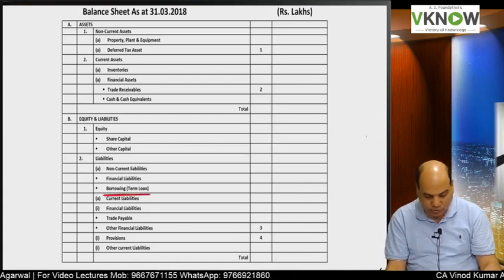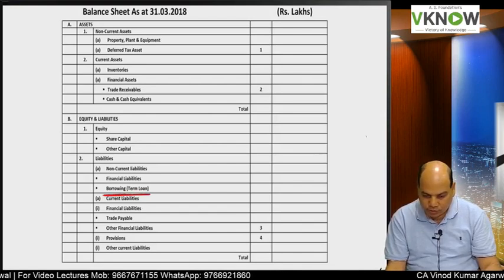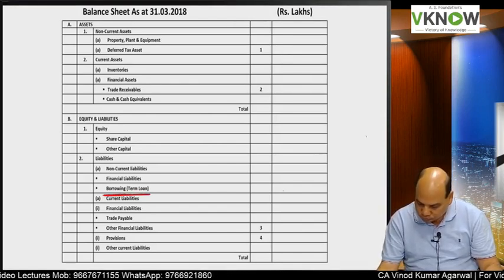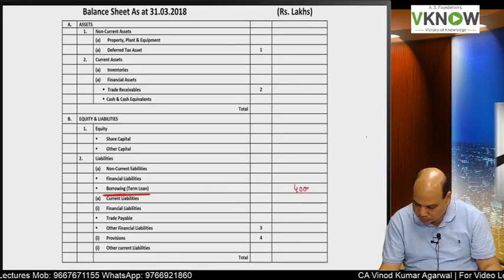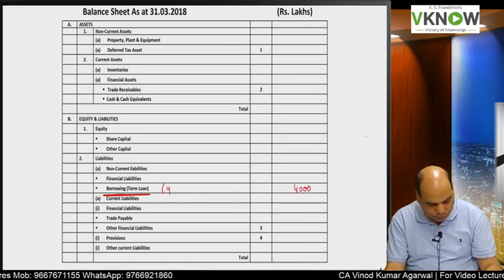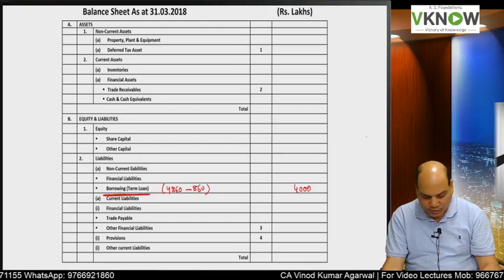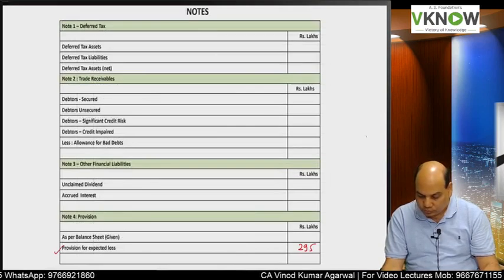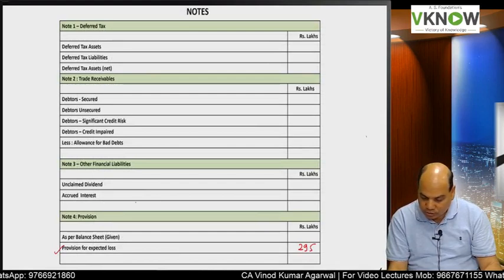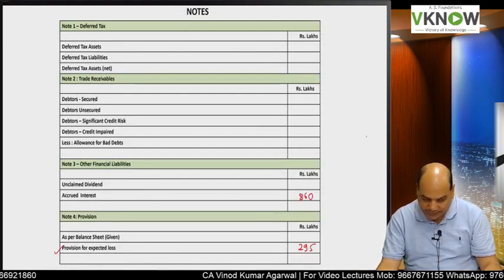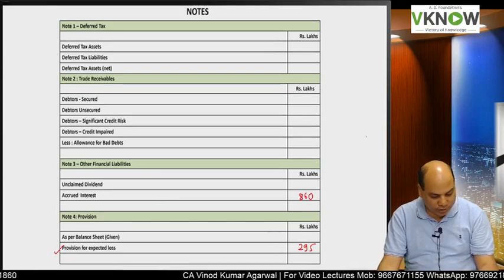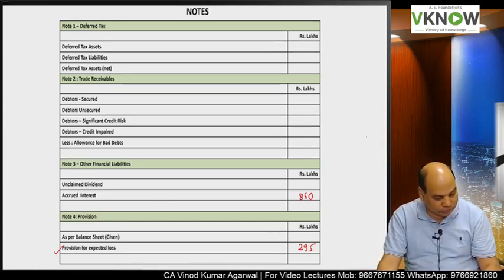Here, how much will you write? 4,000. You can write the calculation 4860 minus 860. And what do you do with that 860 which you have removed? Other financial liability, note number 3, accrued interest. How much? 860. It seems we are solving intermediate type problem.